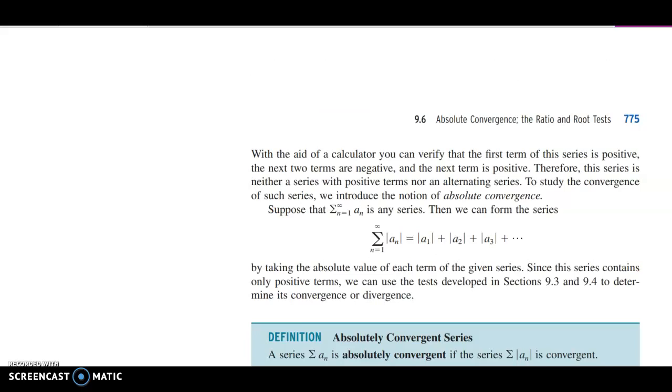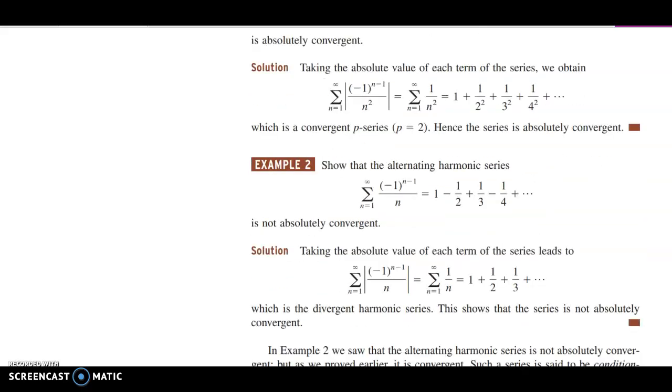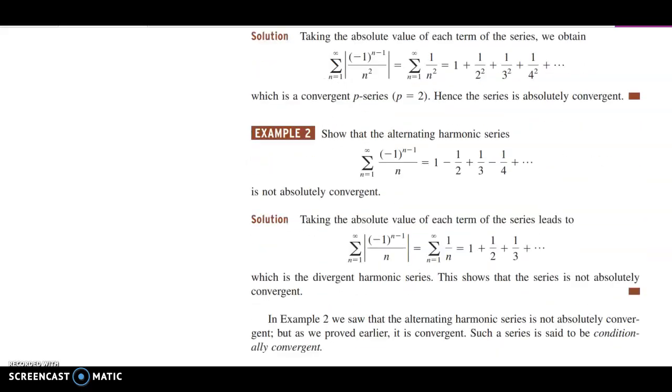Next is the series sigma (-1)^(n-1) by n. This is an alternating series. We have to check whether it is absolutely convergent or not. Taking the modulus, this will become 1 by n, which is actually divergent. So this one is divergent. It's the divergent harmonic series.